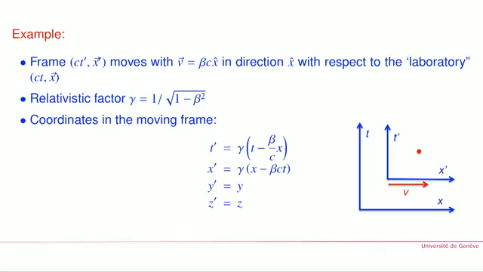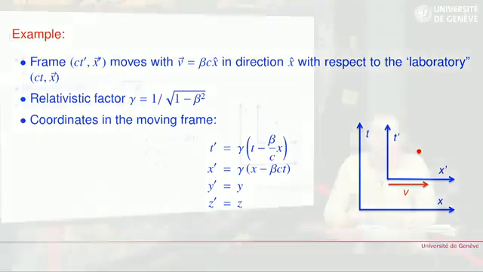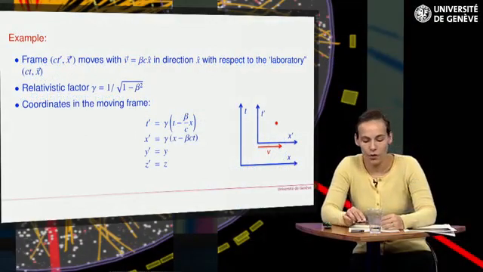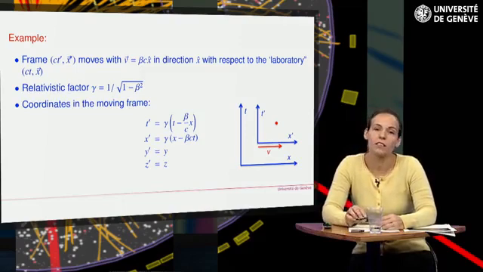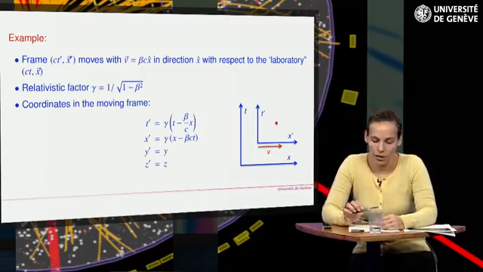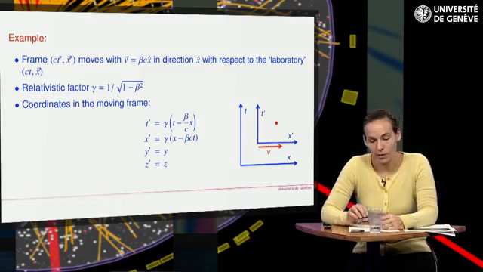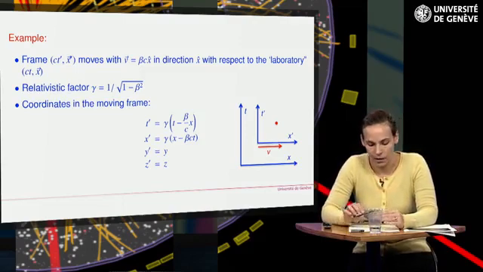The answer is given by the Lorentz transformation, which relates t' and x' to t and x by the relative velocity beta, which is the ratio between the velocity v and the speed of light c, and the relativistic factor gamma. The transformation corresponds to a rotation in space-time, which leaves the norm of four-vectors like x^μ invariant. The transformation involves only the time coordinate t and the spatial coordinate x along the direction of motion. The coordinates orthogonal to the motion, y and z, are left untouched.